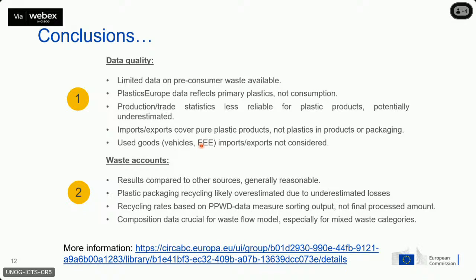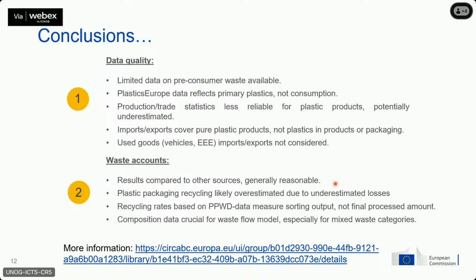And in the project, we didn't include used goods, vehicles, electric and electronic equipment. Imports and exports of those goods were not part of the project. So we were really not aiming for fully accurate estimates, but to have the order of magnitude correct. And in this sense, it was successful because we found a similar order of magnitude. Something else we concluded is that the results of these waste accounts can be compared to other sources, and they are of the same order of magnitude. The plastic packaging recycling is likely overestimated because we underestimated losses.